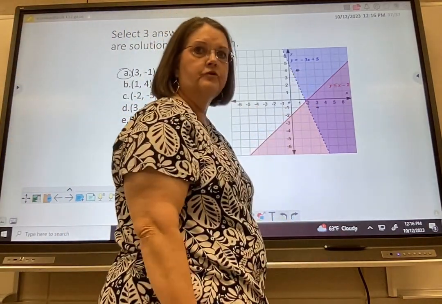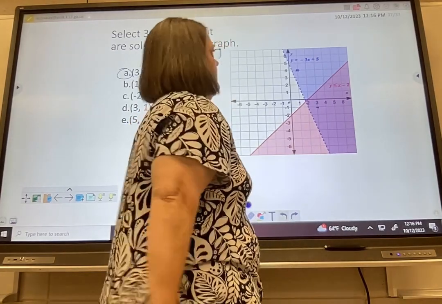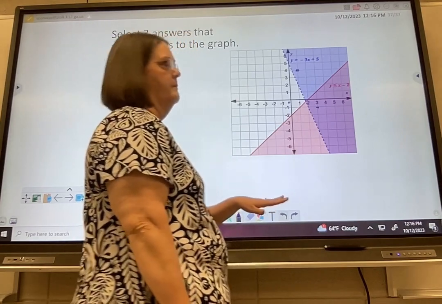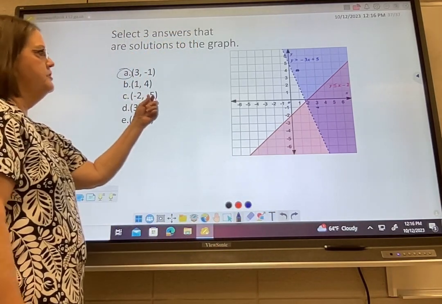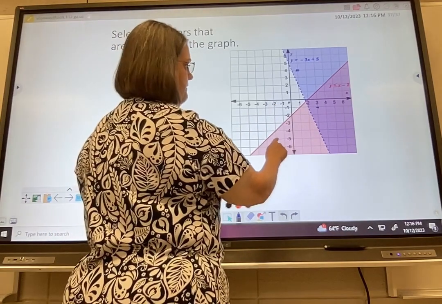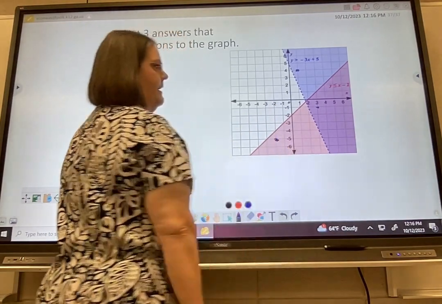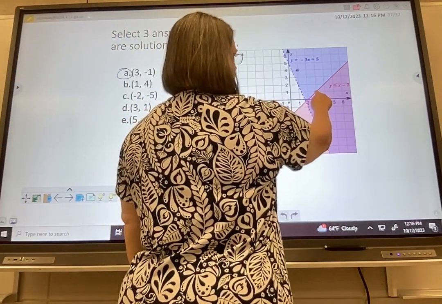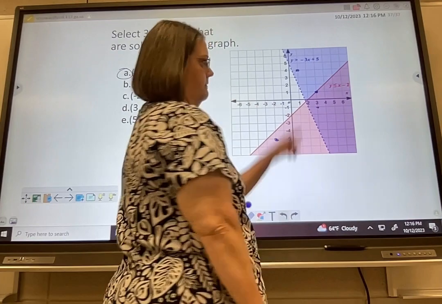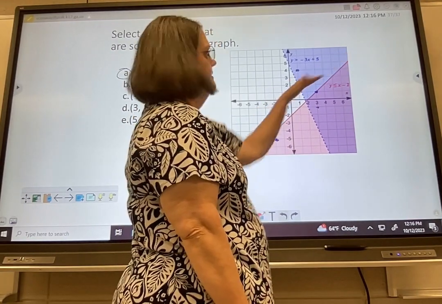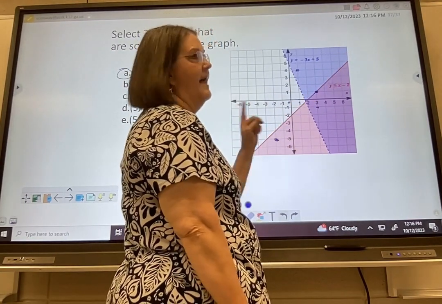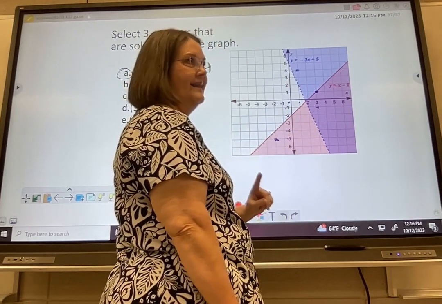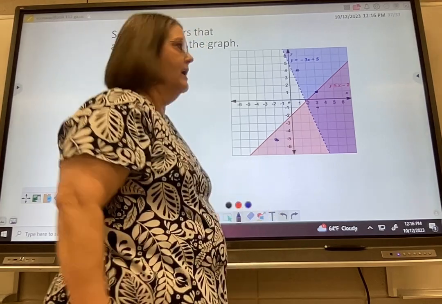It's tricky. It's up here. It even sometimes fools your teacher if I'm not paying attention. This is in the single shaded region. It doesn't answer both of them. It's not an answer. Negative 2, negative 5. Here is negative 2, negative 5. And it's in the single shaded region. It's not an answer. 3, 1. 3, 1, look, it's on the line. You see that solid line? This solid line is part of the solution. Had that been on the dashed line, it would not be part of the solution. Because remember, solid line is part of the solution, dashed line is not.